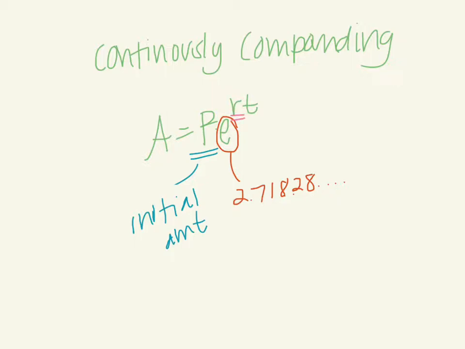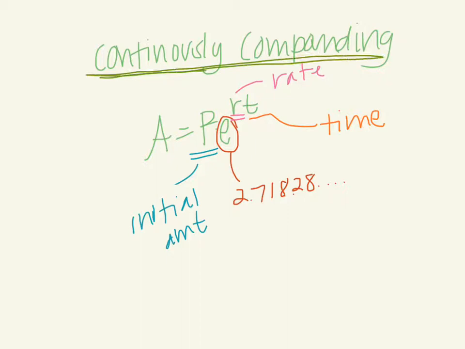R is your rate, just like it was before, and T is your time, just as it was in the other equation. The difference here is instead of the bank taking your money and dumping it back into your account at certain intervals, this does it constantly. As it continuously compounds, every time you earn interest, every second or whatever the case may be, it gets automatically dumped back into your account to then start gaining interest on the new amount.